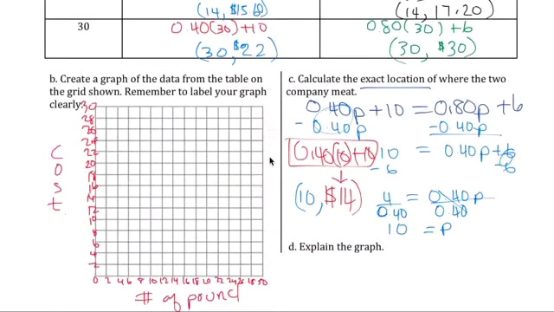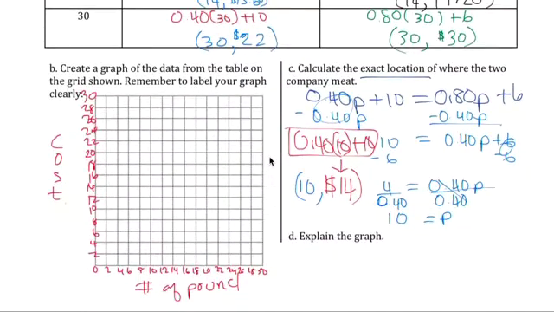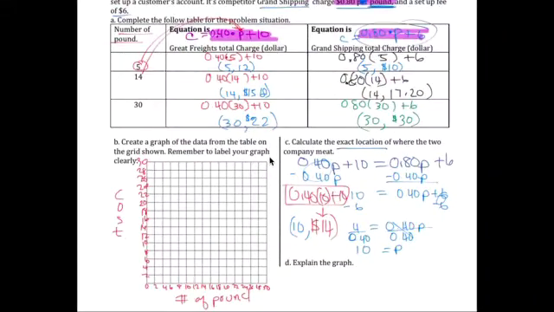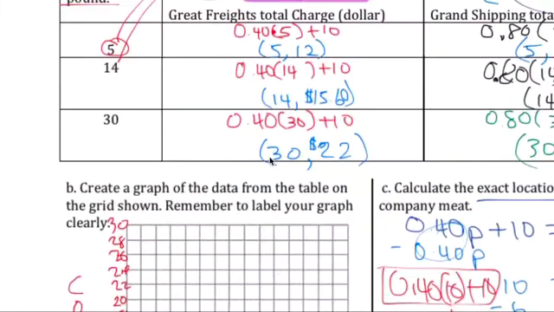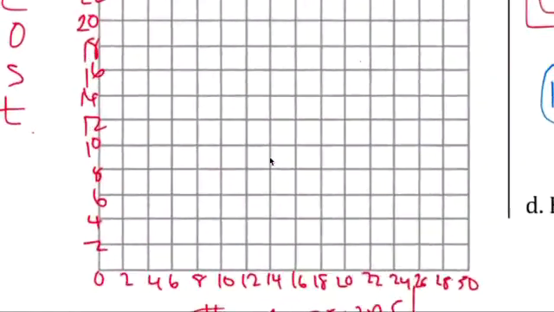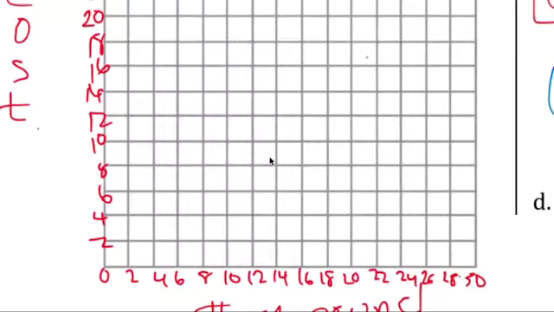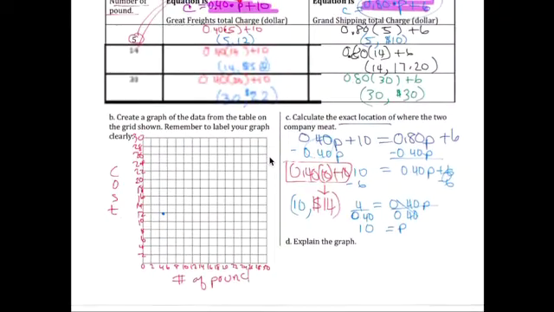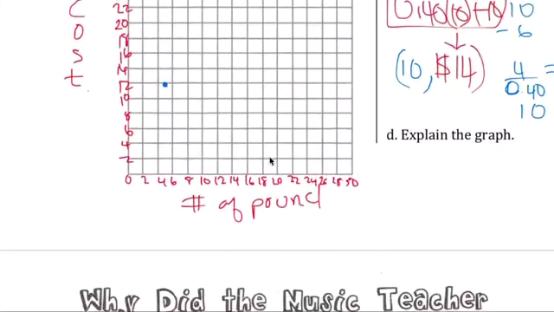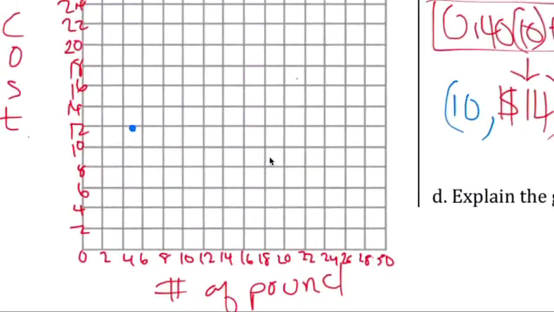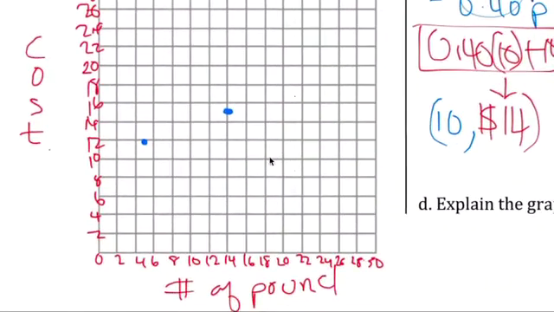And then here, we didn't finish that, so I'm going to graph, or one of my class we did not. I'm going to graph Great Freight. The first one is 5, 12. 5, go up to 12, put a dot there. And then 14, 15, 60. 14, 15 is right here. And then 30, 22. 30, 22 is there.